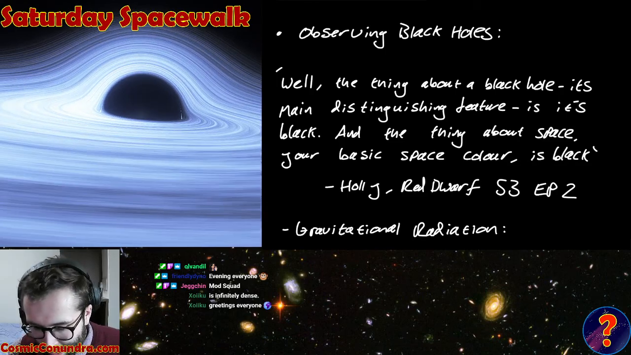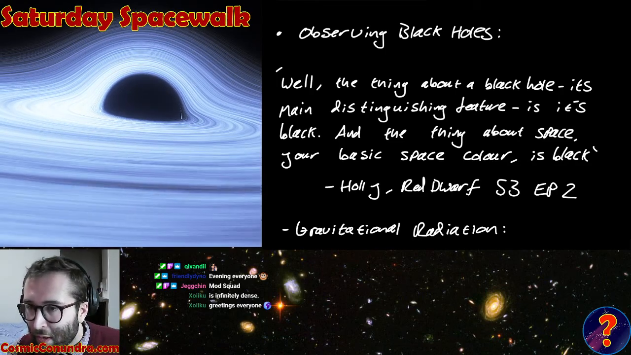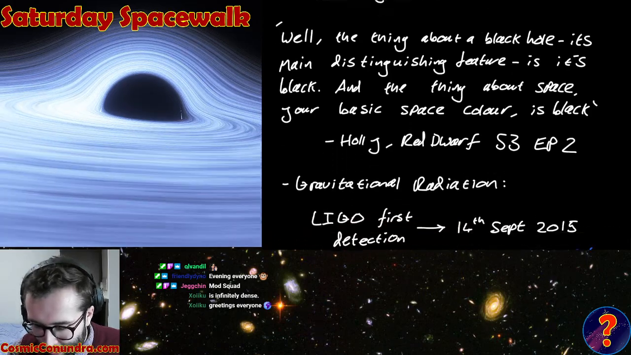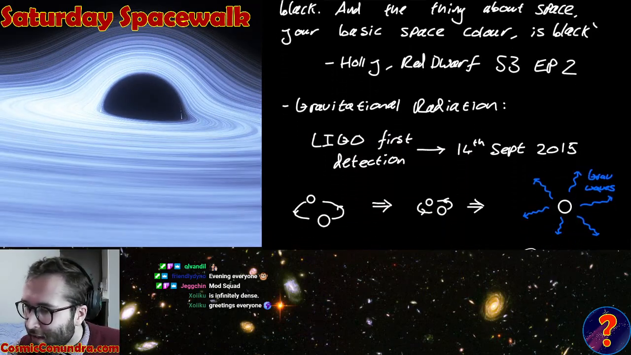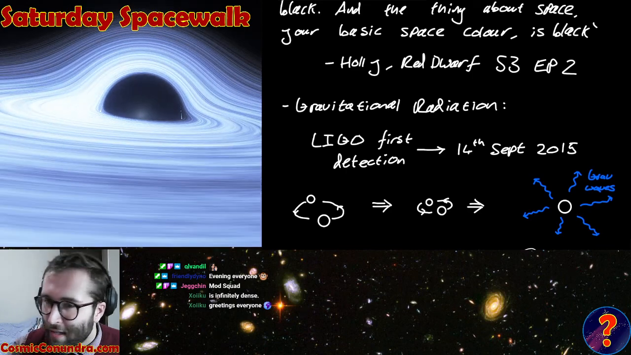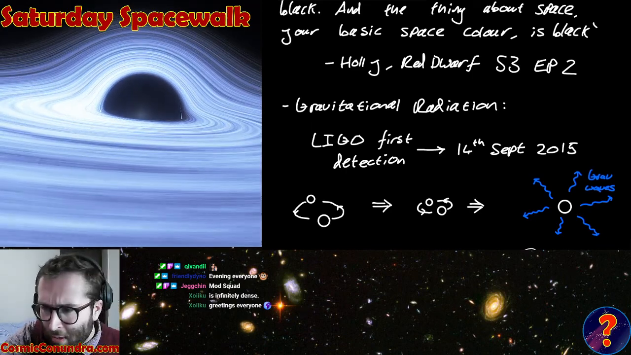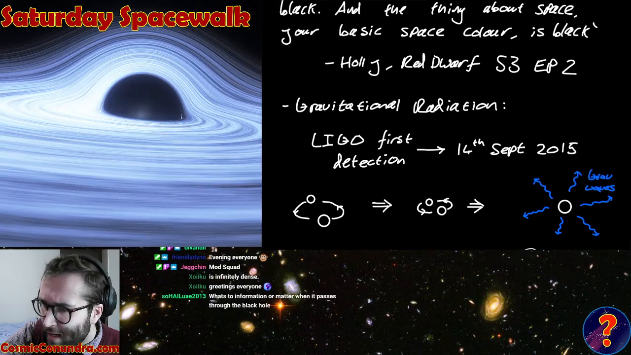So there's one way we've been able to spot black holes, that I'll talk about first, which is through gravitational radiation. And this is very recent. I think it was the 2017 Nobel Prize, maybe 2016, I can't remember.